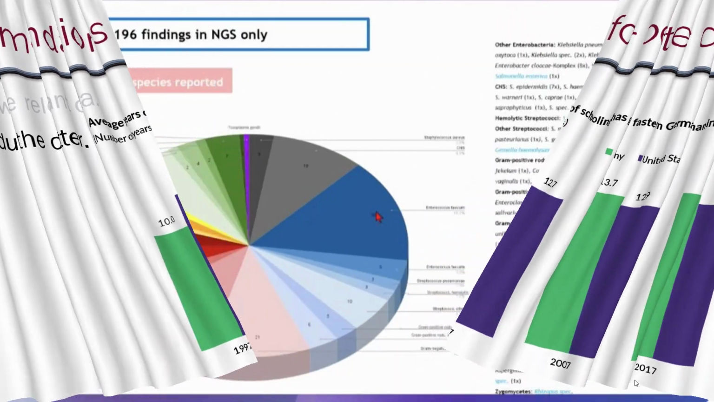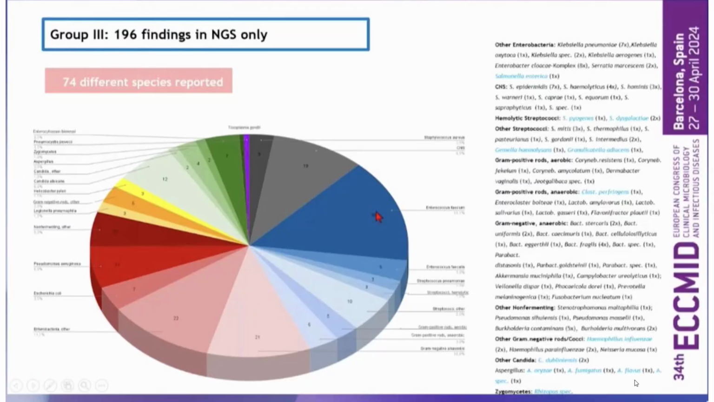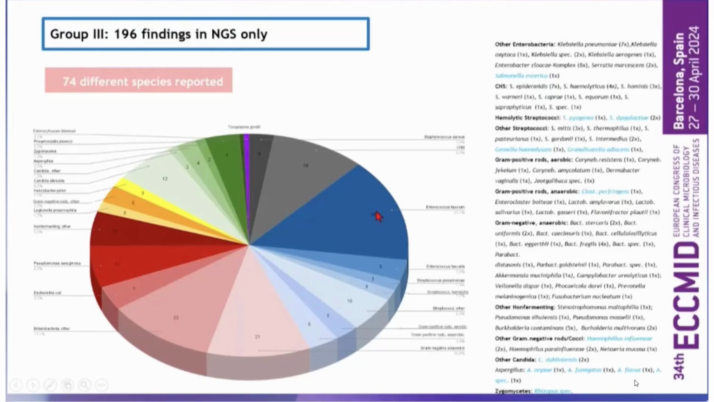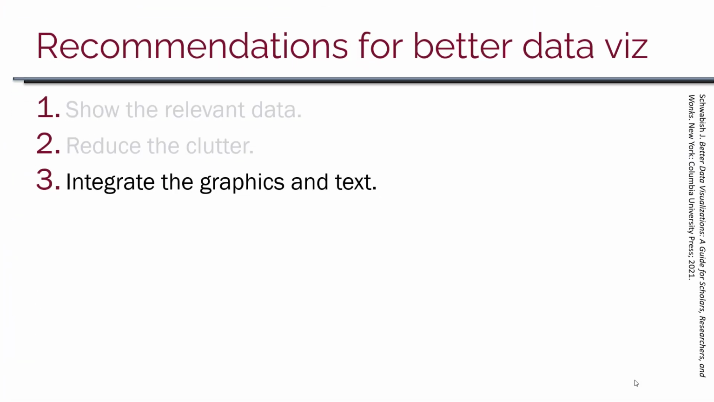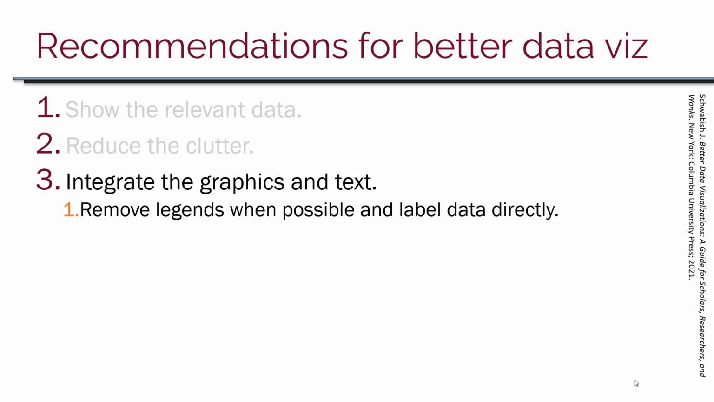Now, I took this screenshot. I went to a conference, ECMIT, not in the 90s, but in 2024. And this 3D pie chart was used. I took the opportunity to use it as an example of what not to do. It's a bad idea. There are many other things wrong with that pie chart, but 3D was one of them. Now, you want to integrate the graphics and text. So how do you do that? You first remove legends, okay?